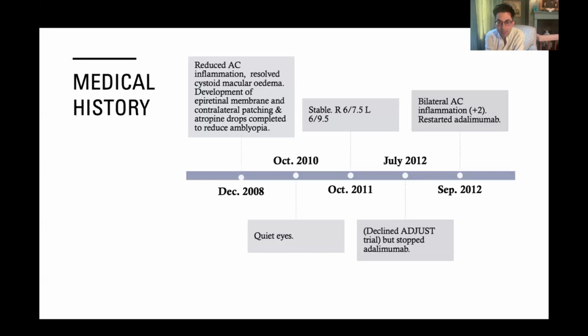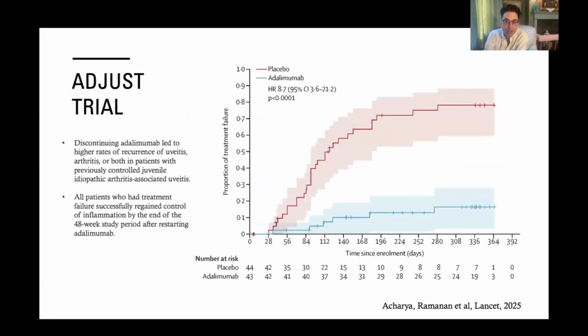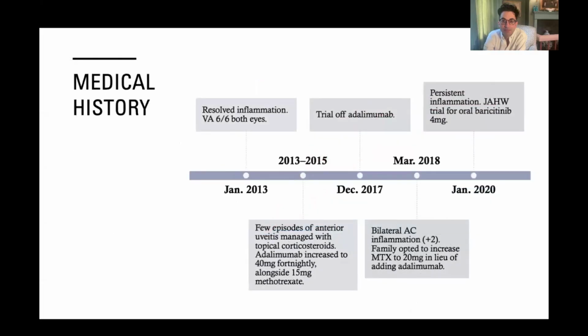and he wanted to consider, or his parents wanted to stop the adalimumab, at which point the team had suggested recruitment to the ADJUST trial, which wanted to look at the likelihood of people having reactivation following adalimumab termination. But he declined it and stopped adalimumab anyway, and then presented 3 months later with bilateral AC inflammation +2, and adalimumab was restarted. Again, another graph for the ADJUST study, which we've talked about already, which shows that stopping adalimumab essentially incurs a high rate of relapse.